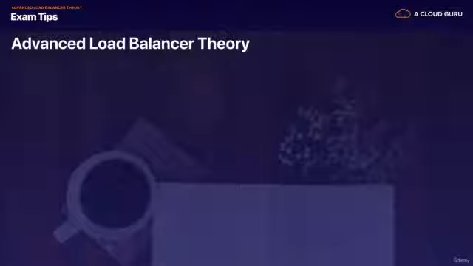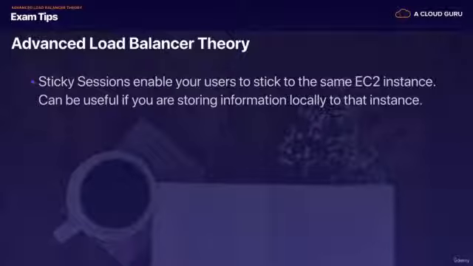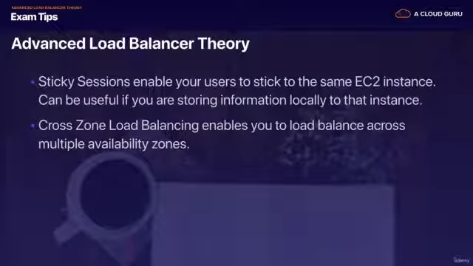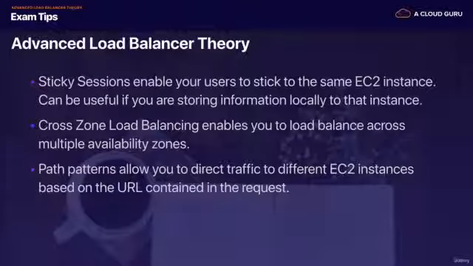So that is it for this lecture, everyone. We've just explored the 3 different things. We explored sticky sessions, cross-zone load balancing, and then path patterns. Sticky sessions enables your users to stick to the same EC2 instance. It can be useful if you are storing information locally to that instance. Cross-zone load balancing enables you to load balance across multiple availability zones. And then path patterns allows you to direct traffic to different EC2 instances based on the URL contained in the request.